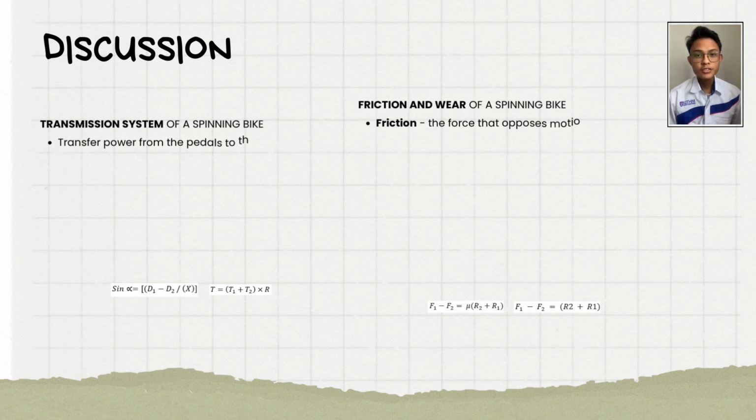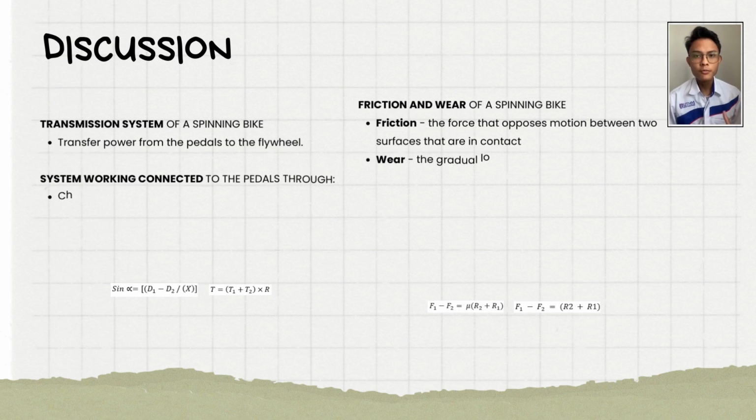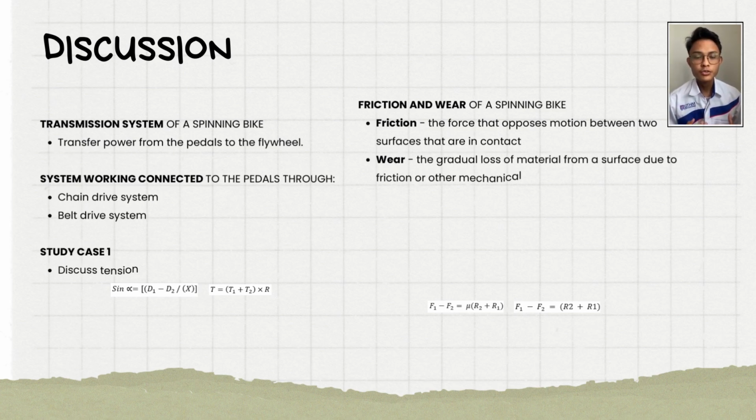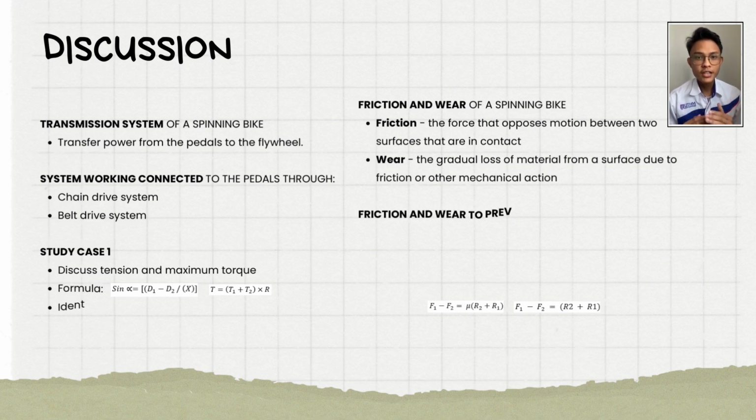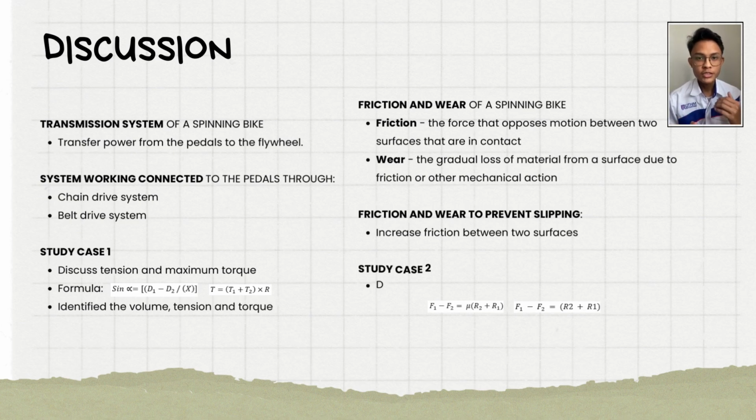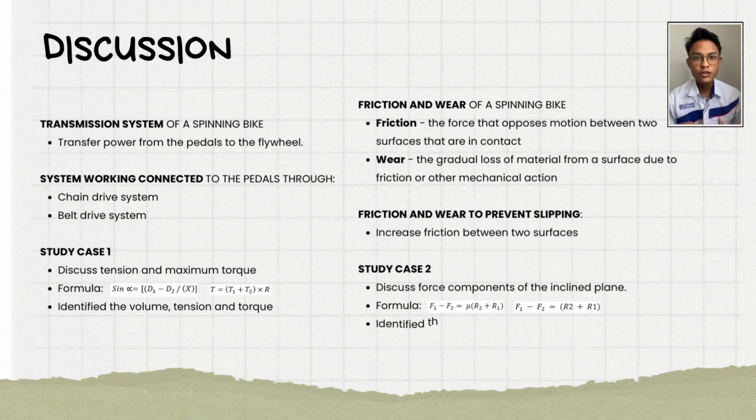The transmission system of a spinning bike is used to transfer the power from the pedals to the flywheel. So, let me explain how the system works. The flywheel is connected to the pedals through a chain or belt drive system. The chain or belt drive system is connected to the flywheel through a set of gears that allow the users to adjust the resistance of the bike.